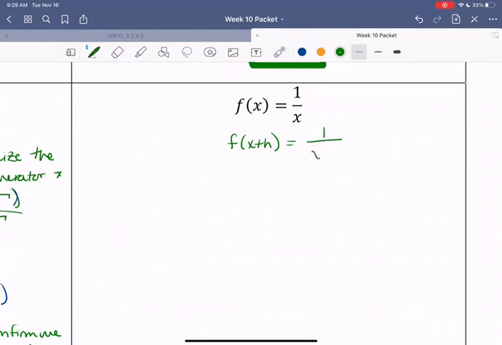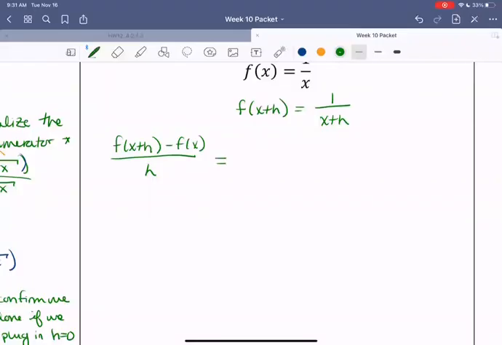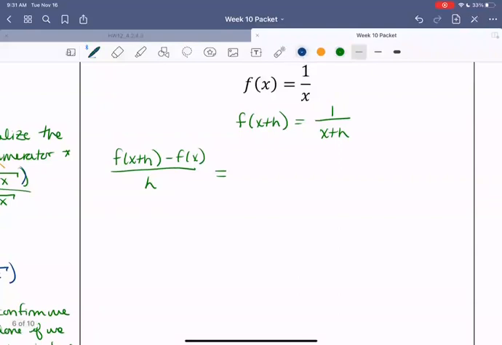That would look like 1 over x plus h. So now let's set up that difference quotient. Again, f of x plus h minus f of x all over h. All right, so let's plug in the forms of our function. So f of x plus h is first, so we have 1 over x plus h. And I'm going to use a lot of parentheses here because I have a lot of rational terms, or fractions, so I just want to make sure I keep everything clean. Then I'm going to subtract f of x, which is 1 over x. And all of that I'm going to divide by h.